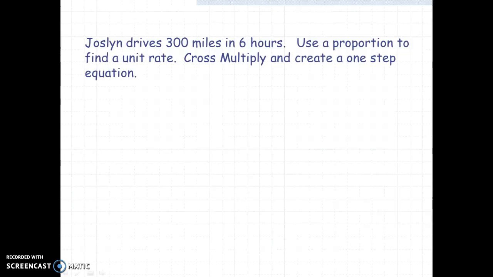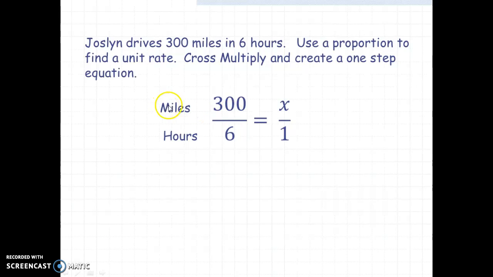We're going to cross multiply, we're going to create an equation. So before we get started, we are going to set up our proportion. Always make sure that you label. We have miles and hours. 300 miles in 6 hours. Okay, that's what it should look like. What we need to know is the number of miles for 1 hour. That's a unit rate. When the denominator is 1, it's a unit rate.